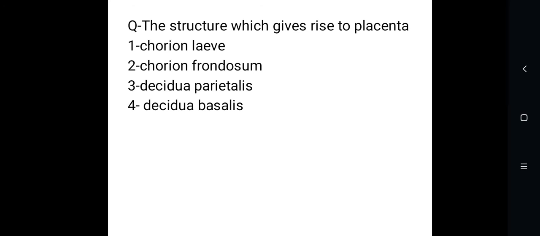And decidua parietalis is the portion of the decidua where implantation is not taking place. So the answer in this question is chorion frondosum and decidua basalis. Either of the two options is correct, but I gave you this question to tell you that if the option chorion frondosum is present, it is also true, and decidua basalis is also true, but both of them will not be present simultaneously.